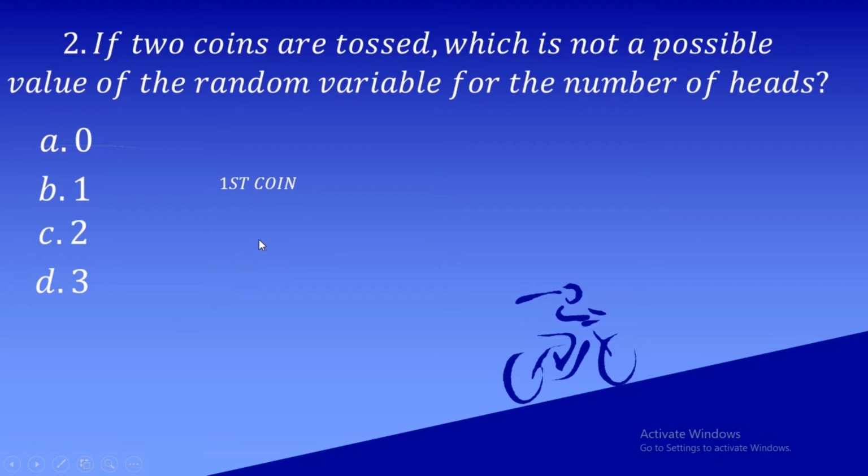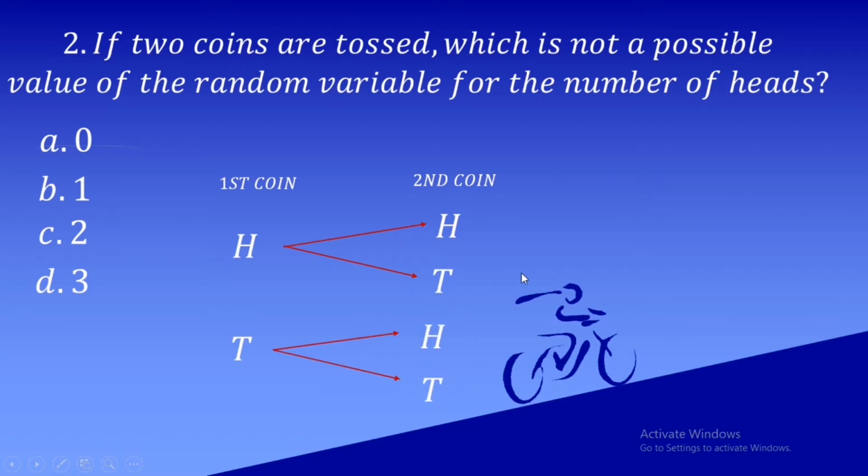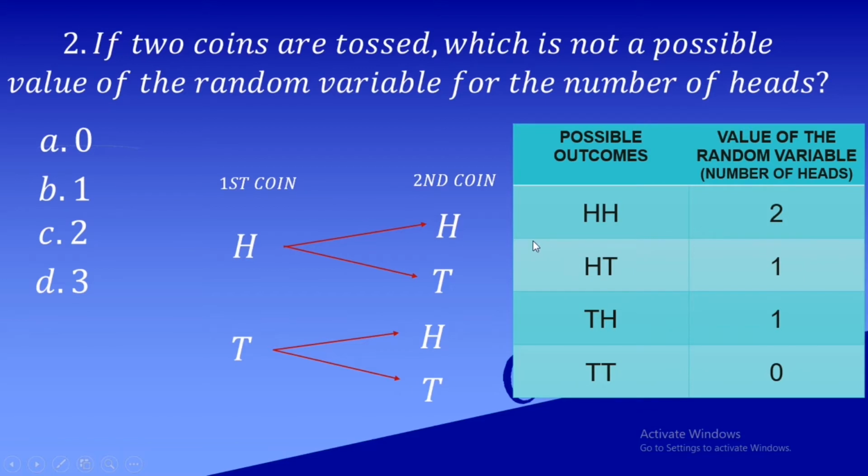Having a first coin, it consists of head or tail, or it's H or T. So combining with the second coin, it comes up with HH, HT, TH, and TT. So this could be our possible outcomes or the sample space: HH, HT, TH, and TT.